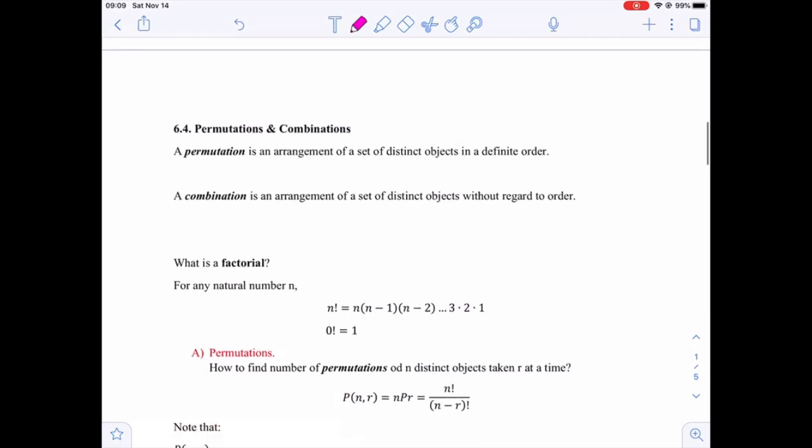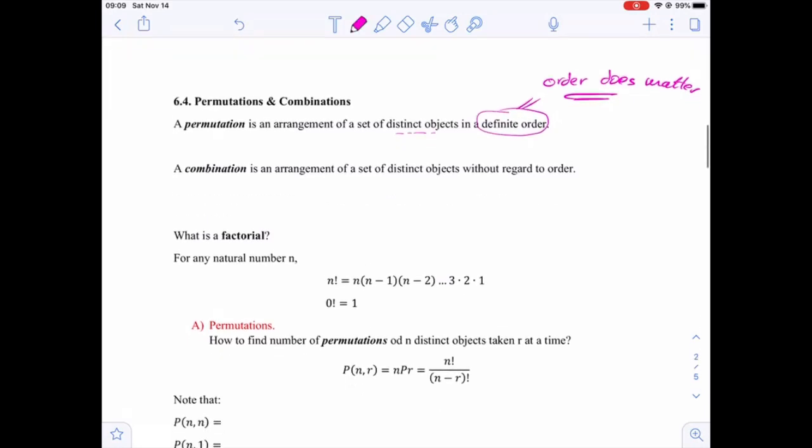Now let's come to permutations and combinations, and let's start with permutation. A permutation is an arrangement of a set of distinct objects in a definite order. So order is important, it does matter. But a combination is an arrangement of a set of distinct objects without regard to order. Order does not matter.